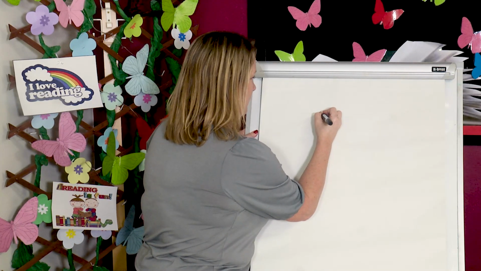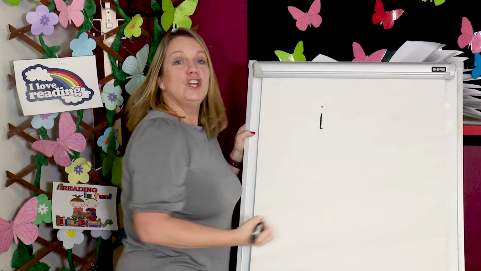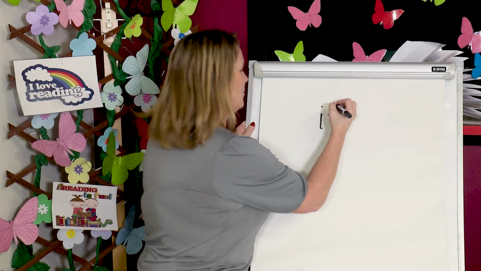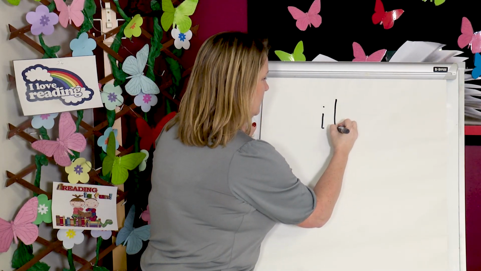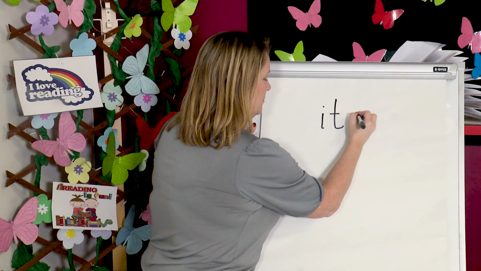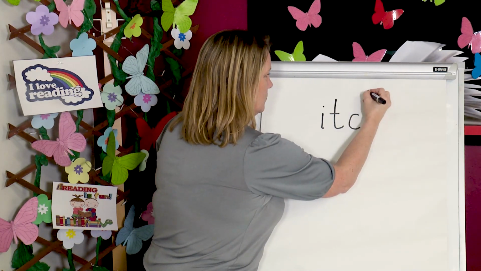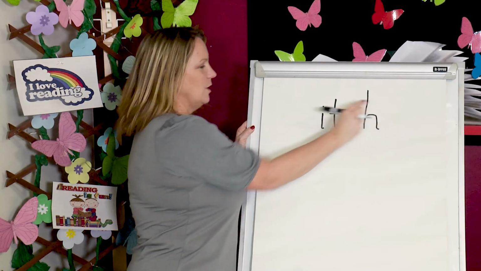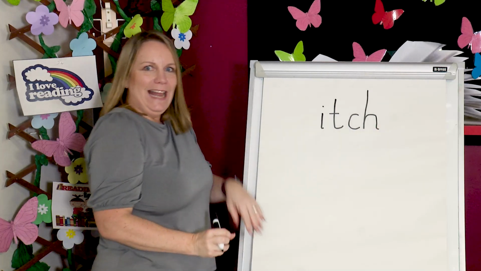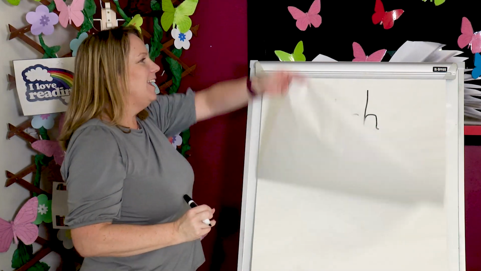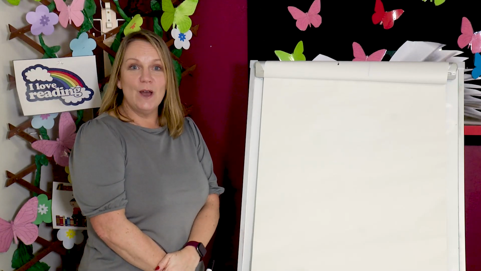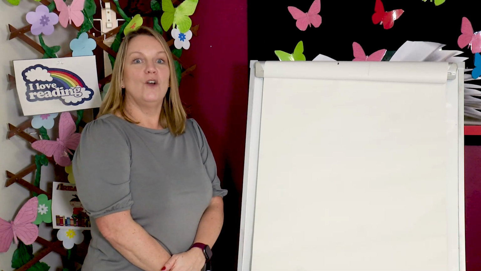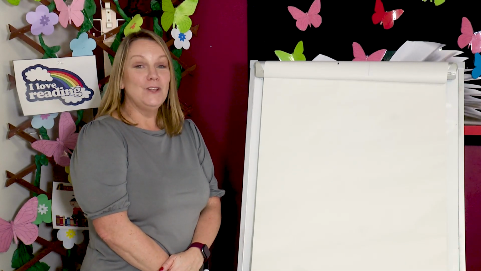Watch me write itch. I need 2 sounds. I. Ch is a trigraph. 3 letters, 1 sound. So I need to write 3 letters. Itch, itch, itch. Now, let's hide the word. Now you have a go. Say the word. Say the sounds. Write them down. Don't forget the trigraph.